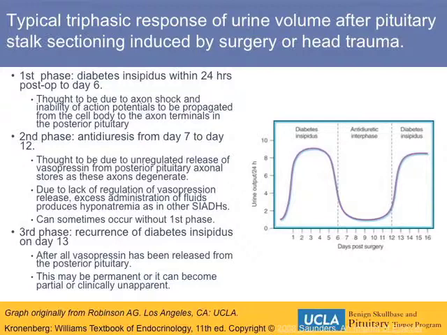And this is thought to be due to axon shock and inability for these action potentials to propagate from the cell body to the axon terminals in the posterior pituitary. The second phase is antidiuresis, and that occurs generally from day 7 to day 12. And this is thought to be due to unregulated release of vasopressin from posterior pituitary axonal stores as they degenerate.